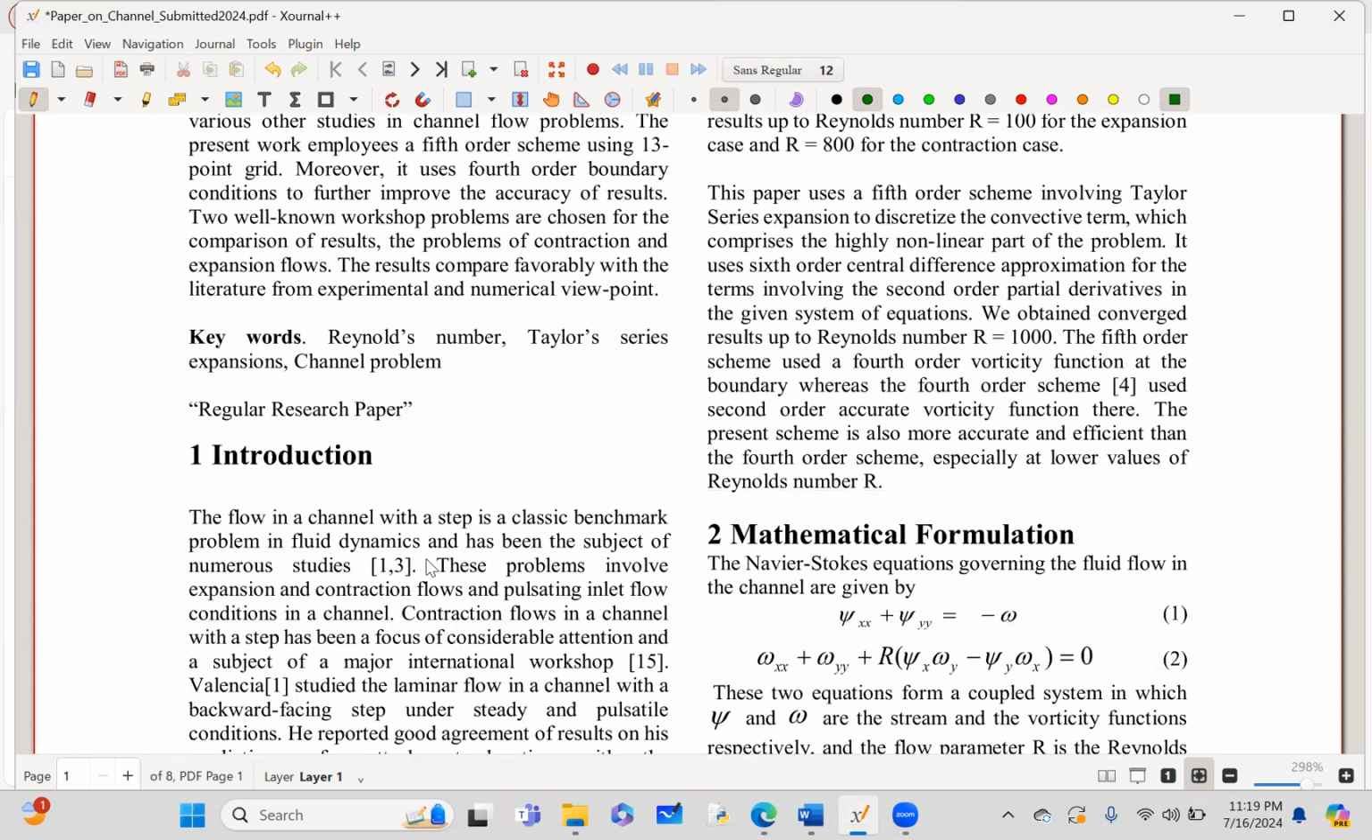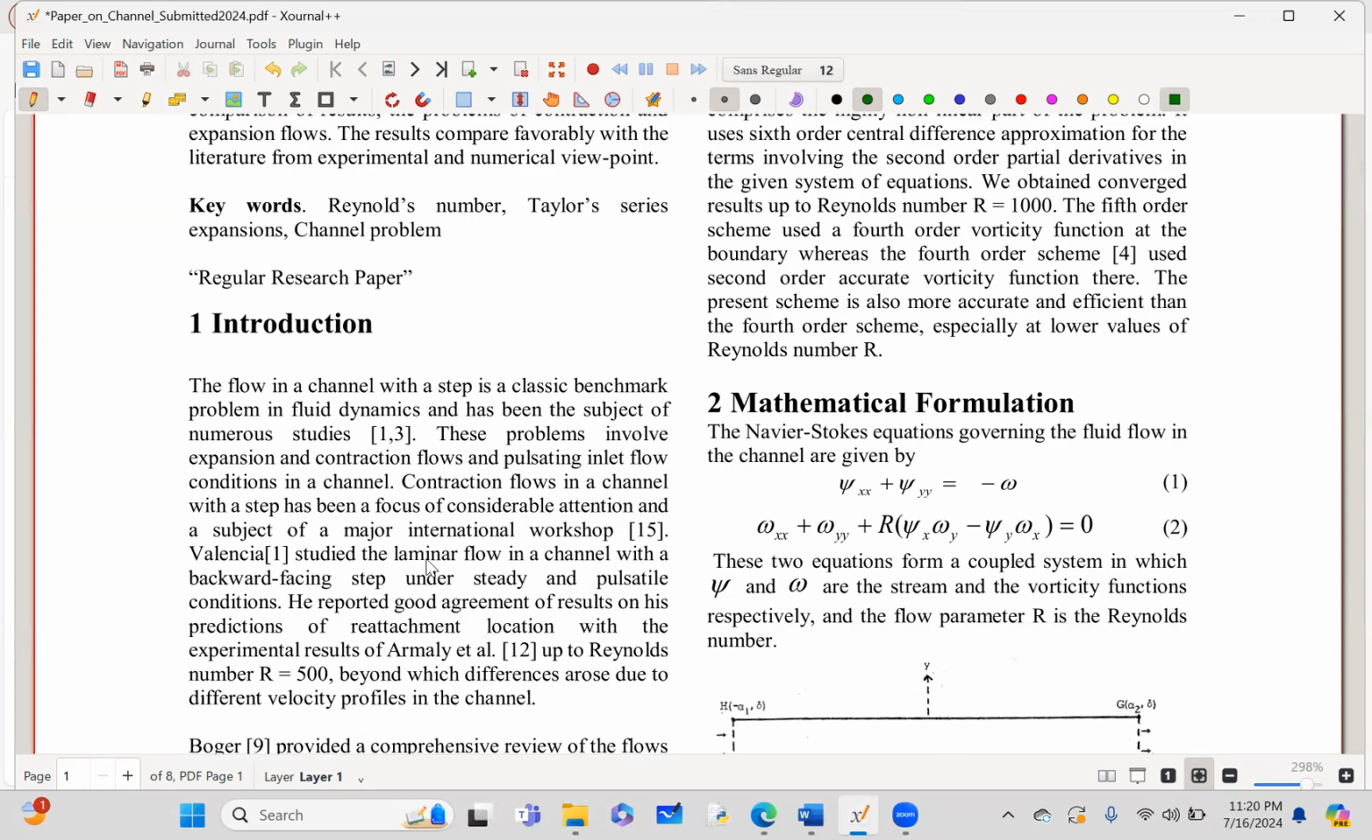Regarding a brief introduction of the problem, the flow in a channel with a step is a classic benchmark problem in fluid dynamics, and it has been the subject of numerous studies. These problems involve expansion and contraction flows and pulsating inlet flow conditions in a channel. Contraction flows in a channel with a step have been a focus of considerable attention and a subject of a major international workshop, reference 15.